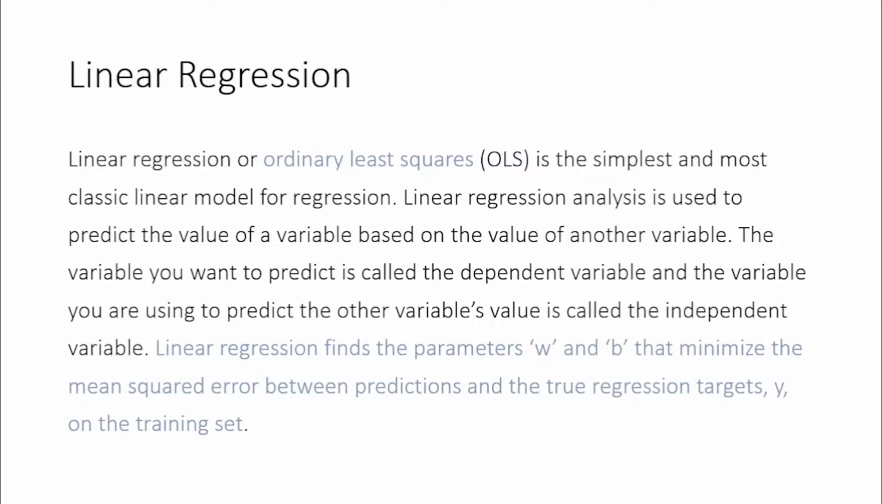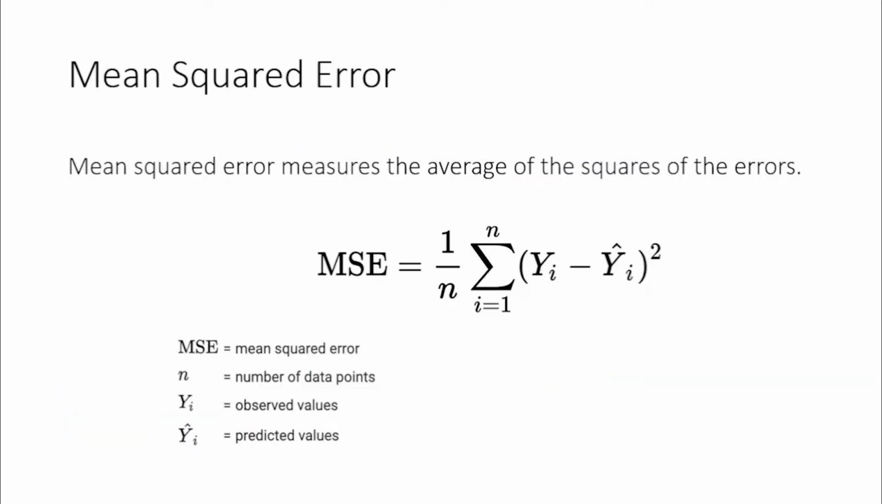Linear regression finds the parameters w and b that minimize the mean squared error between predictions and the true regression targets y on the training set. So let us now understand mean squared error before we get into the nitty-gritties of how linear regression works. So what is mean squared error?